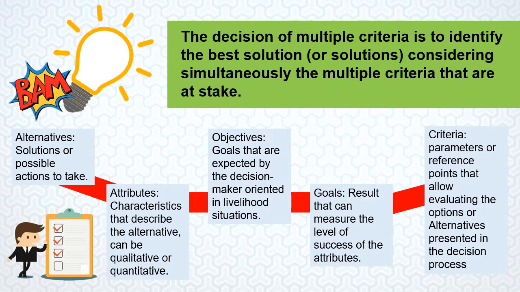Next, we have the objectives, goals that are expected by the decision maker. Right next, the goals, results that can measure the level of success of the attributes, and the criteria, parameters or reference points that allow evaluating the options or alternatives presented in the decision process.